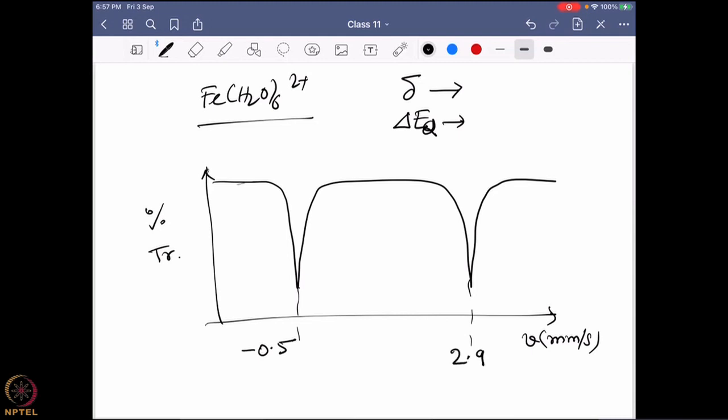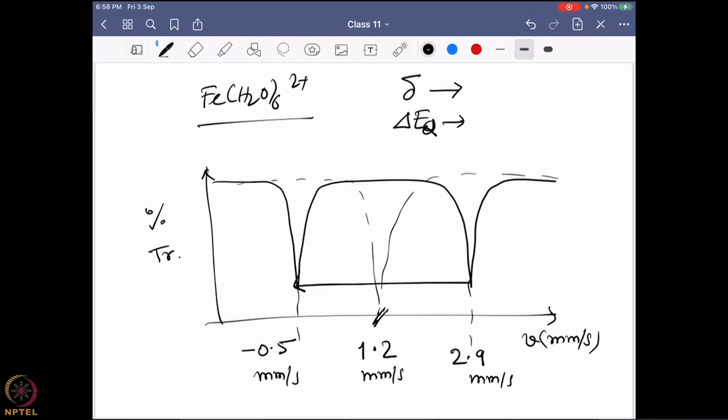So what should be the delta value? Average of them. Average it out, it will come out at 1.2 millimeter per second. And what is the delta EQ, the difference between these 2? That is nothing but 3.4 millimeter per second. So that is how you figure out the isomeric shift and the quadrupolar splitting. I took 2 minutes extra today, so I will stop over here.